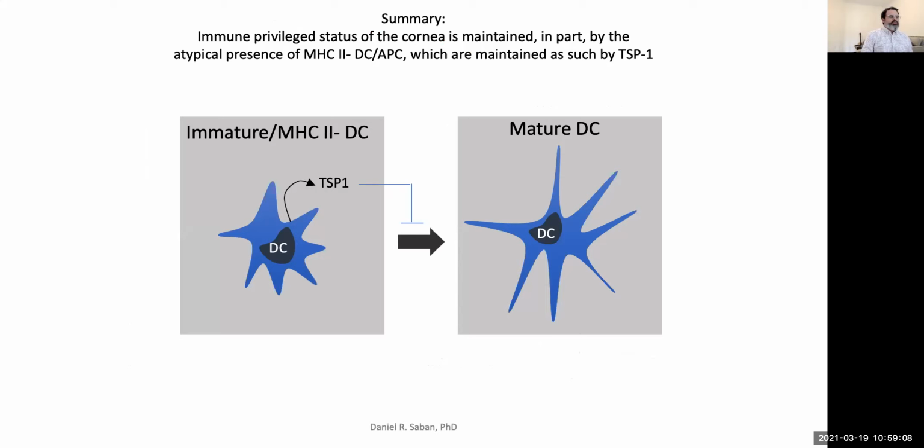So just to conclude that part, there is an inherent expression of thrombospondin that is playing a role in suppressing MHC class II in the cornea, which is relevant to what was found here.